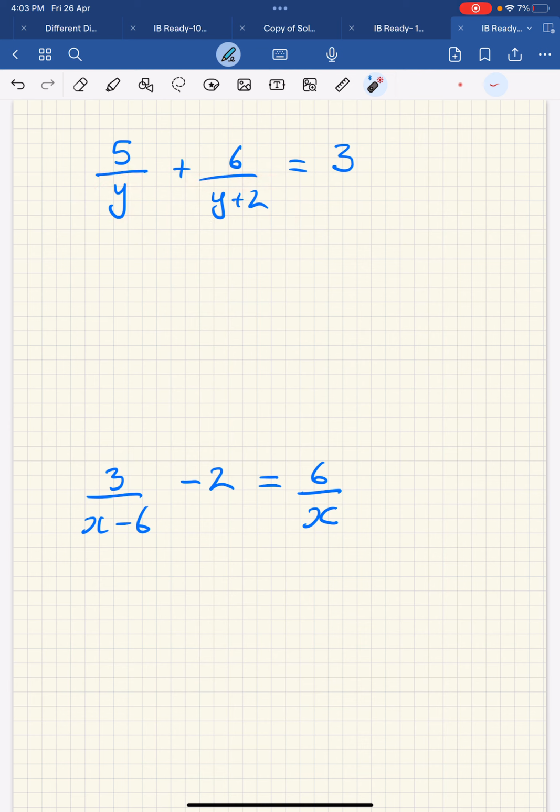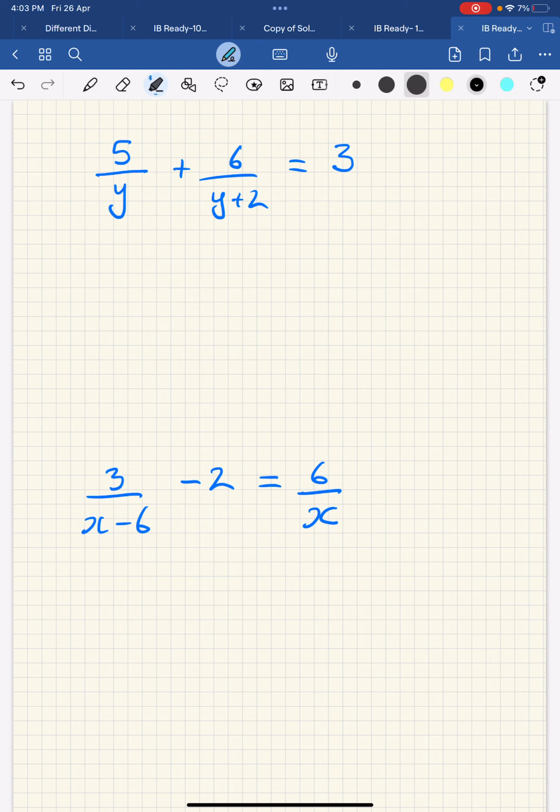To get rid of denominators, you just multiply through by one of the denominators. Best to put this y plus 2 in brackets. Once you've done that, this y cancels out. But then you have to multiply through by also a y plus 2, and this y plus 2 cancels out. Let's see what we've got.